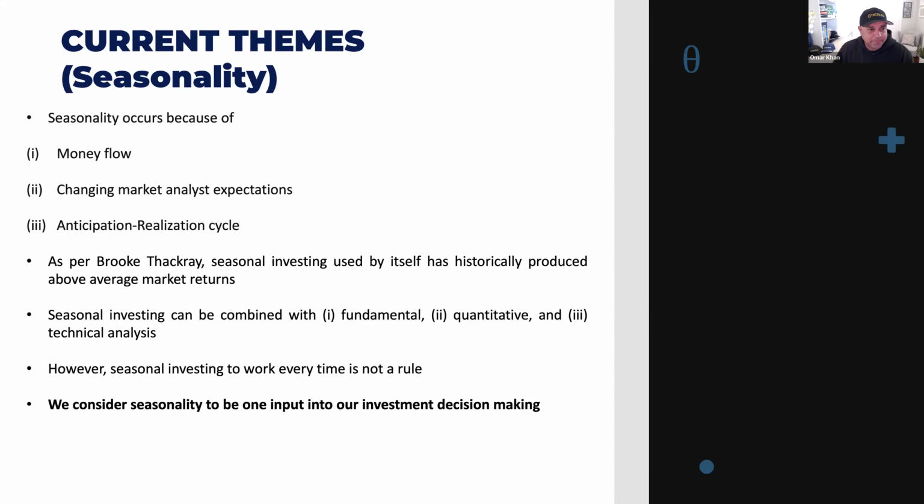Money flow, okay? Seasonality occurs because of money flow, changing market expectations, and a lot of other things, including anticipation and realization cycle, which is an interesting theme. But we consider seasonality to be one of the major inputs. Like I said, it's one of the three things that differentiate us from everyone else. We really pay attention to seasonality because it means a lot.